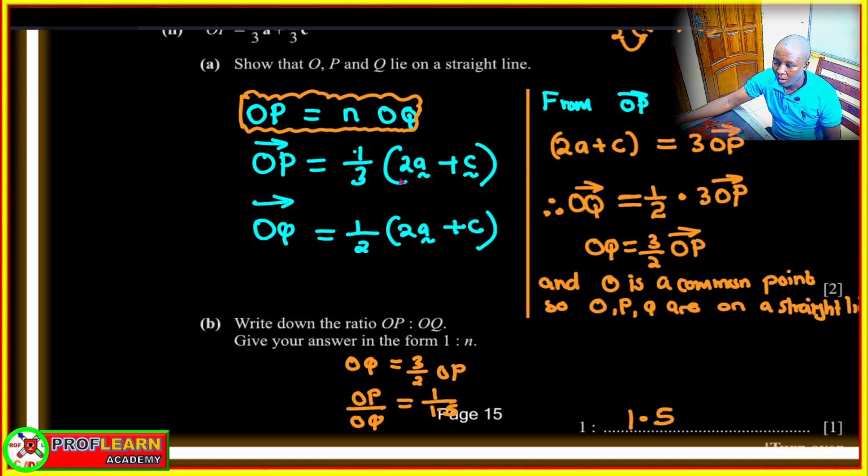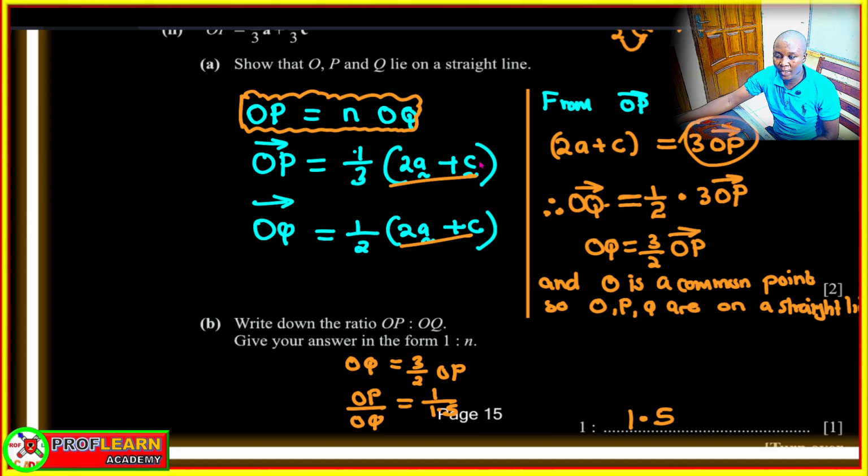Then you can see now we are having a common term here, isn't it? So from OP we can say 2a plus c is 3OP. If you multiply this on the other side, you remain with 3OP is equal to 2a plus c. Therefore, OQ is going to be a half times 3OP. I don't know whether we are together. From OP, we have a third 2a plus c. Then we can multiply by 3 here. We end up having 3OP is equal to 2a plus c.